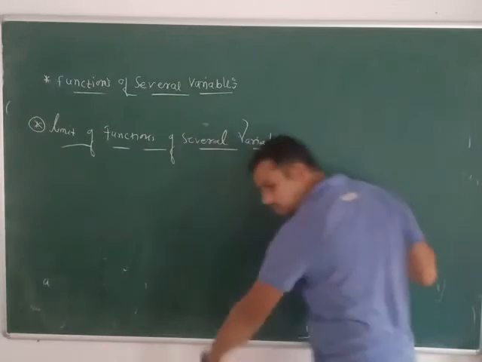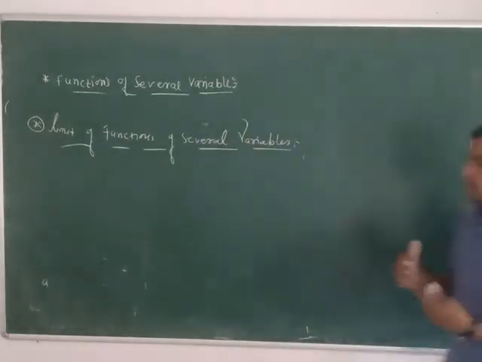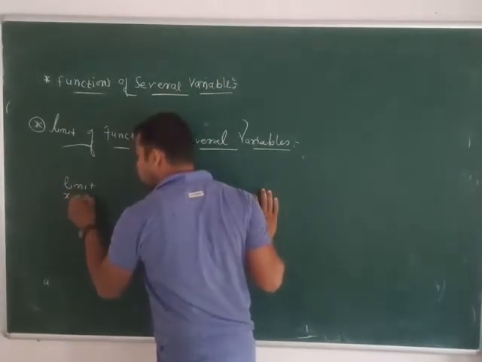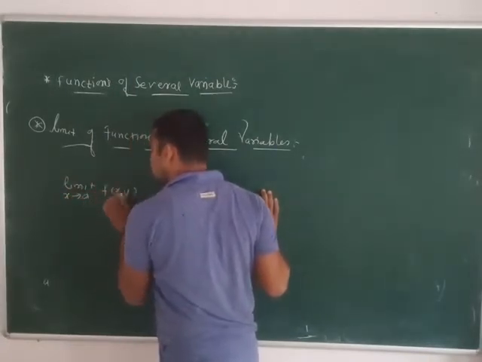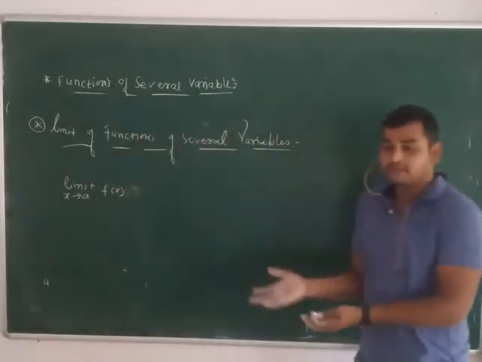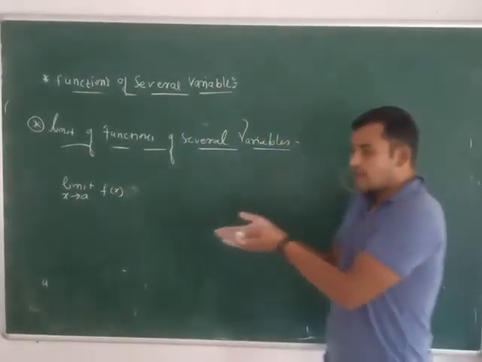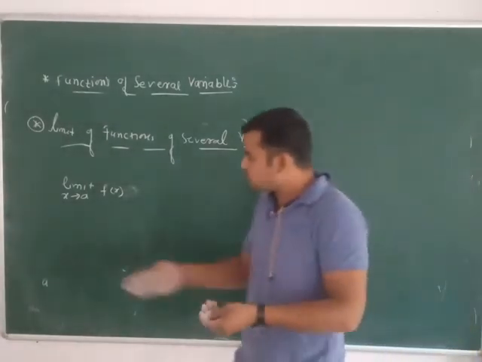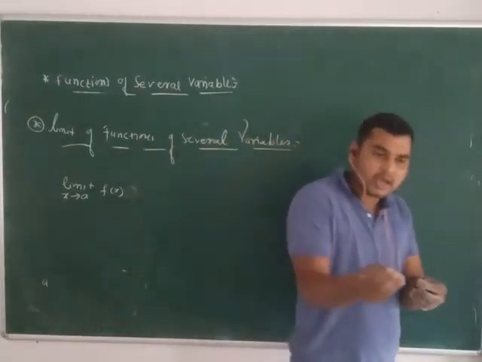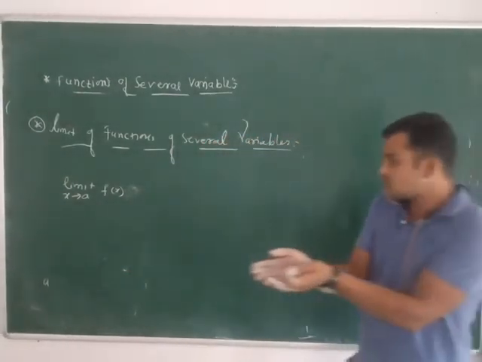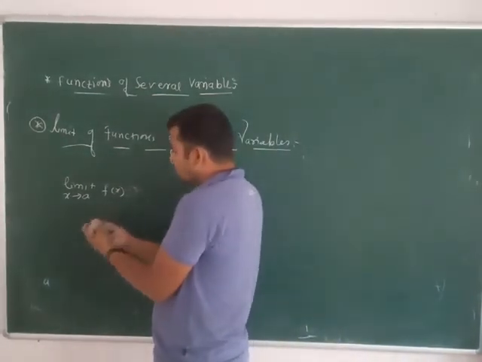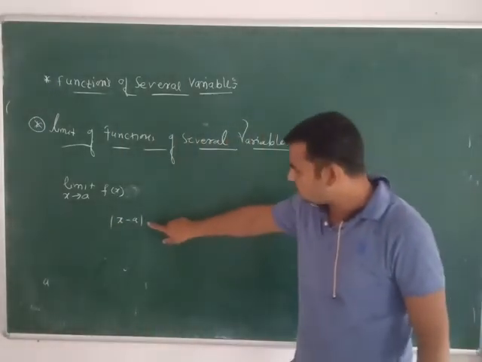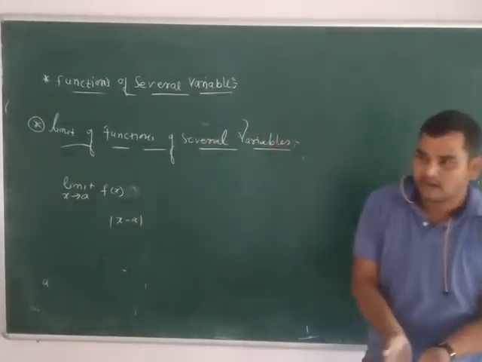Limits of functions of several variables. So what is meant by the limit? Suppose we write the limit as x tends to a of f(x). What does it mean? It means that x approaches a but is not equal to a. However close you like, x approaches a. This means that the difference between x and a can be made as small as you like.